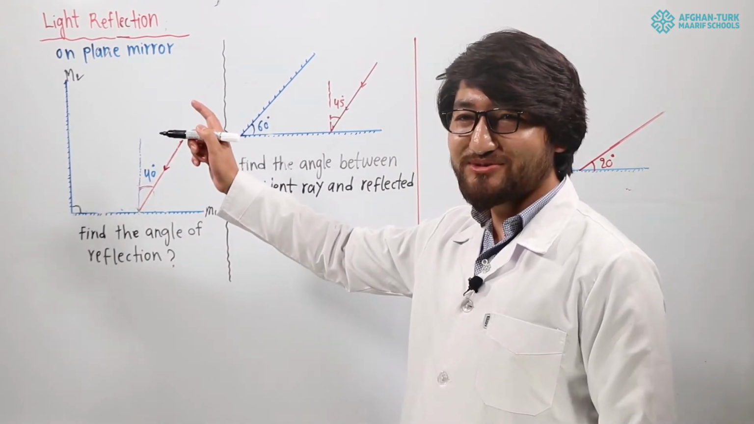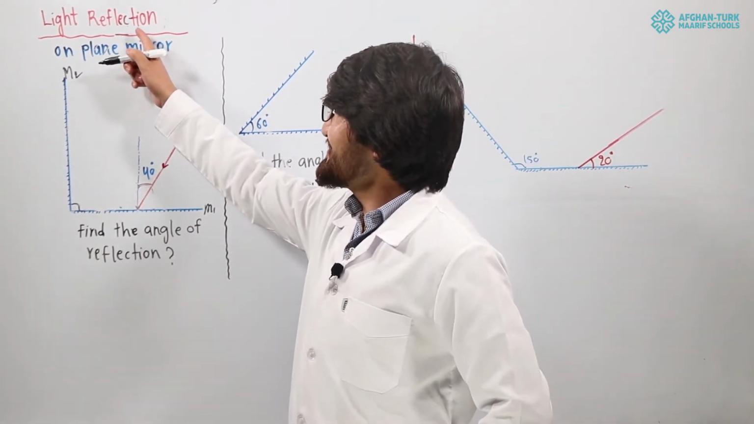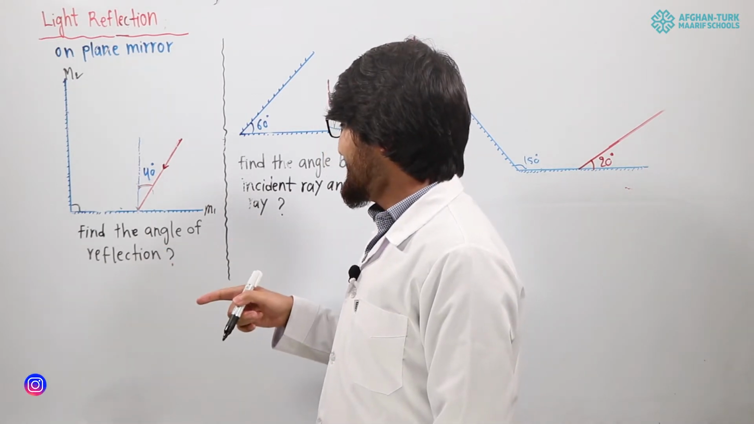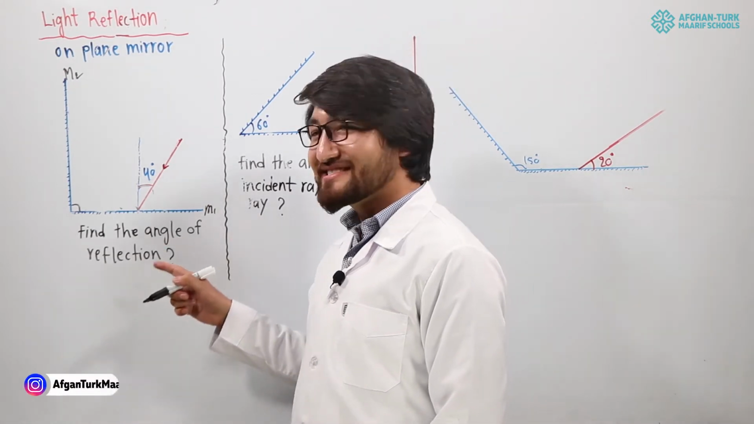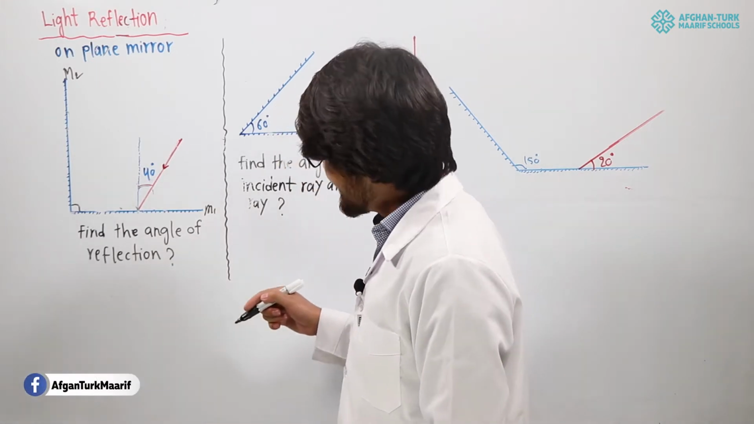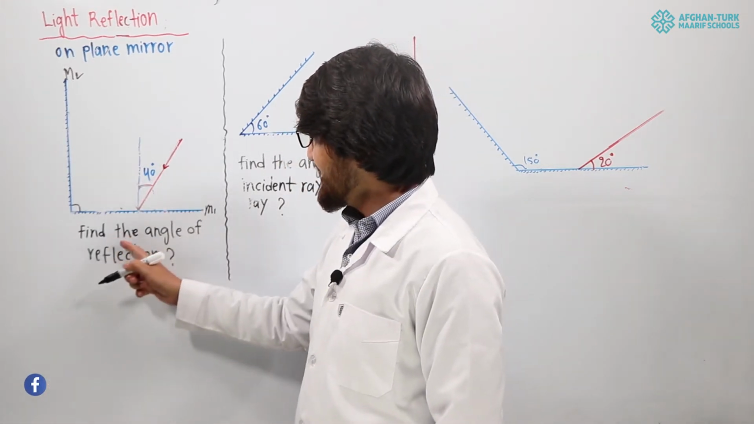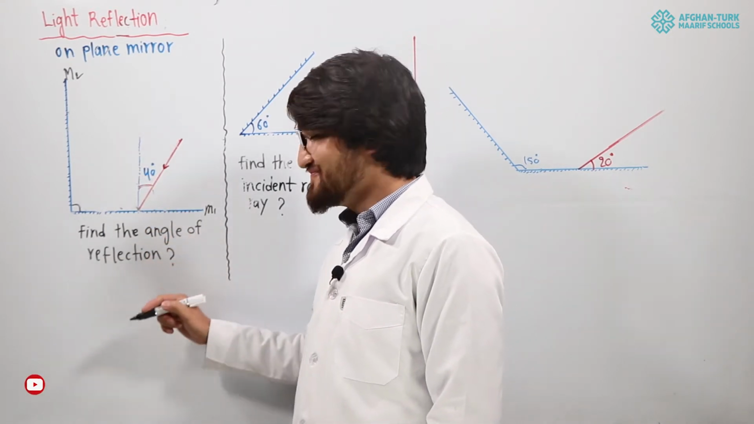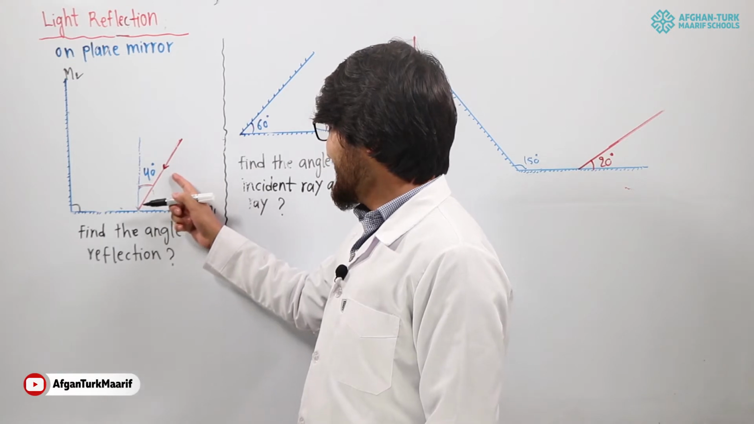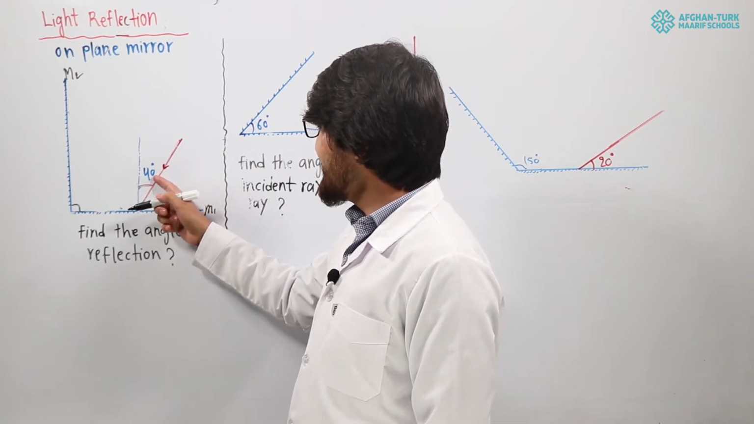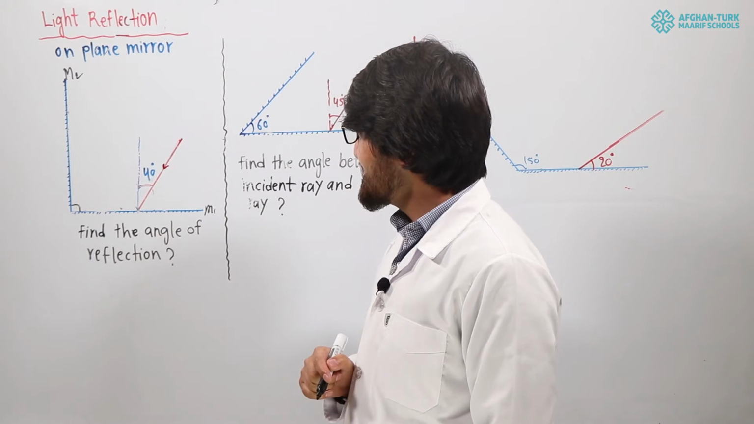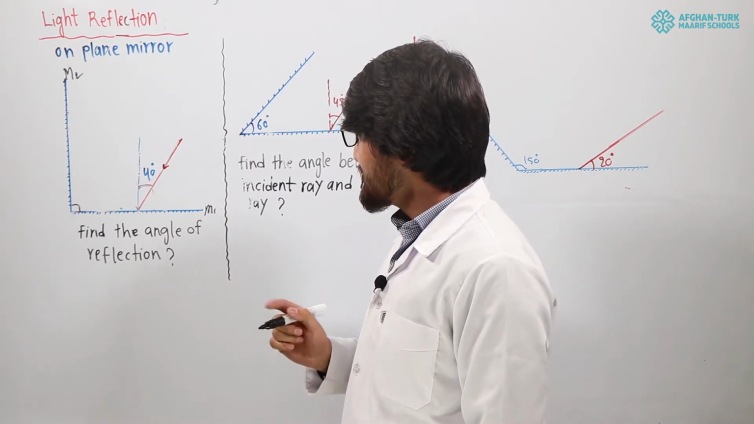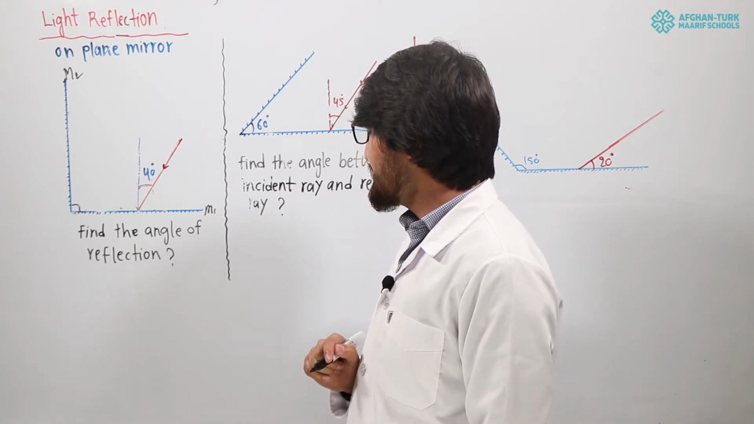Today I'm going to teach you light reflection on plane mirror. Okay, my students, let's do some more examples. According to this figure, find the angle of reflection. The angle of incidence is 40 degree. I'm going to find the angle of reflection.